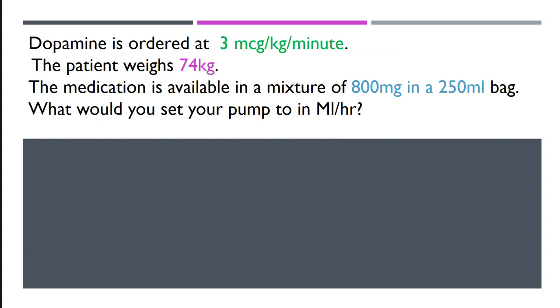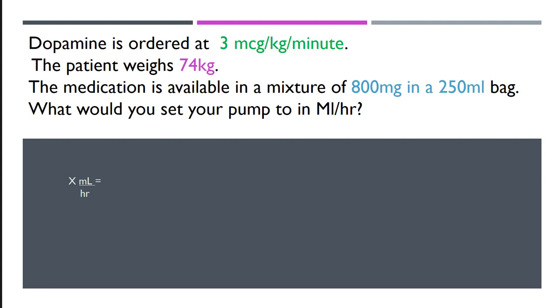Dopamine is ordered at 3 micrograms per kilogram per minute. The patient weighs 74 kilograms. The medication is available in a mixture of 800 milligrams in a 250 mL bag. What would you set your pump to in mLs per hour? Okay, well, I need mLs per hour, right? So X mL per hour.